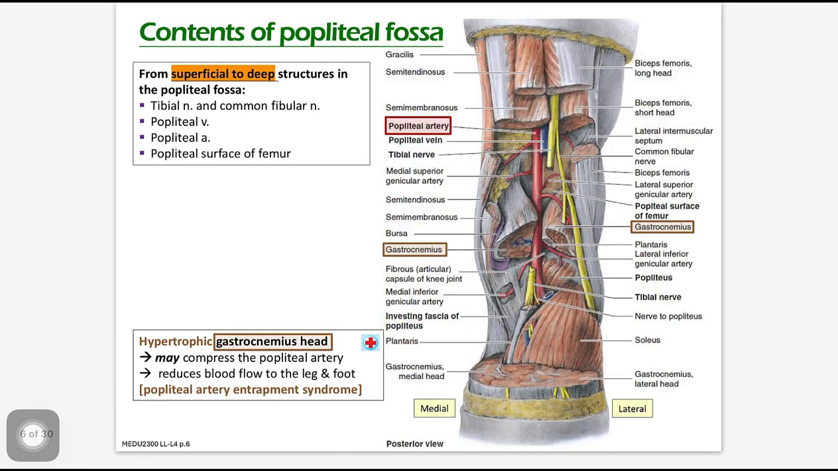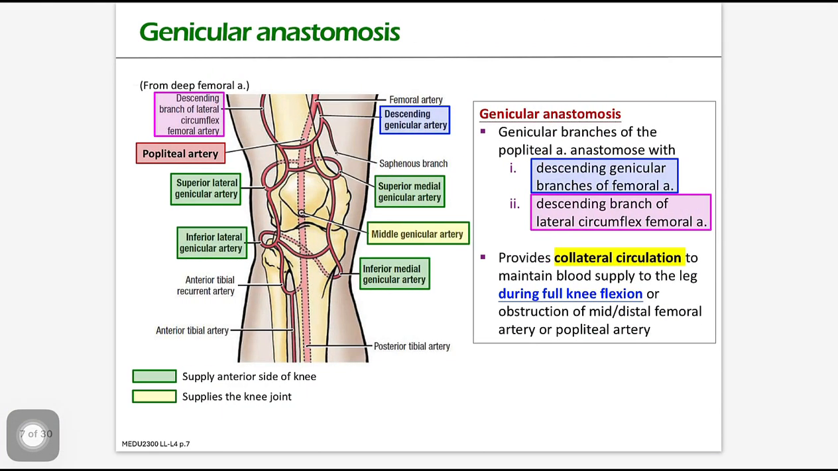If we have such a movable joint, right? We need to work out the knee joint every day. You use it. Even when you're sleeping, you will flex your knee when you turn on the bed, right? So how can we make sure that the leg and also the foot receive blood supply while we need to accommodate such a heavy workload of the knee joint, flexing and extending? So that's why we have another anastomosis to accommodate it.